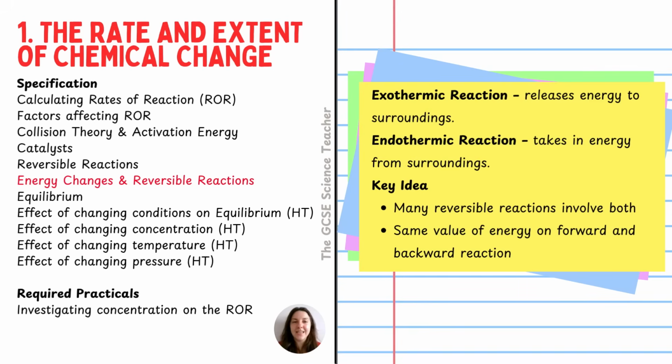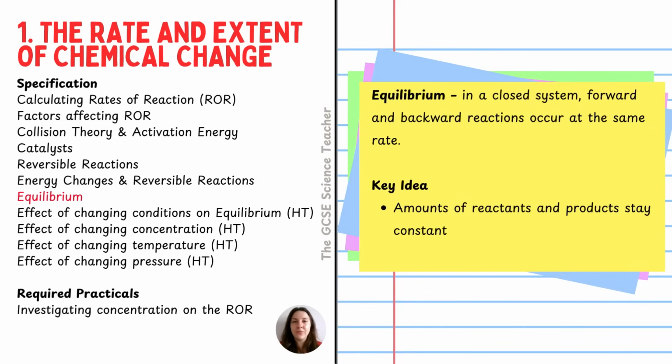Exothermic reactions release energy in the form of thermal energy to the surroundings, and this makes the reaction feel hot, whereas endothermic reactions take in that energy and absorb it from the surroundings, so they start to feel cold. You need to know that in reversible reactions, if the forward reaction is exothermic, the backward reaction will be endothermic.